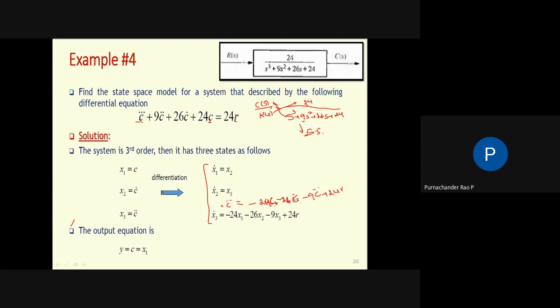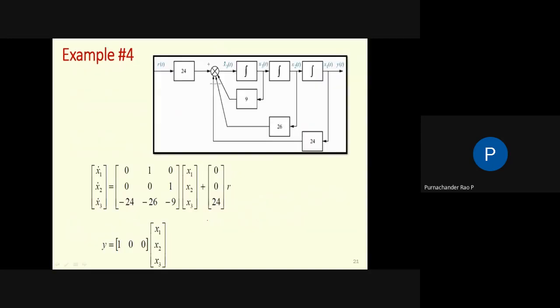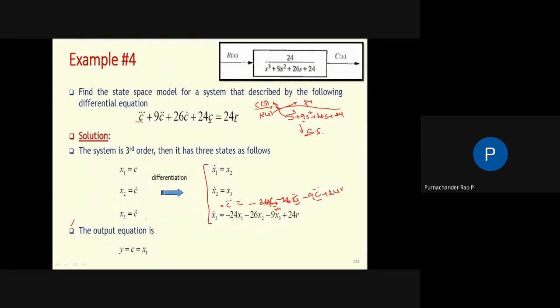And therefore here C can be represented as x1. So this is x1, x2 and x3. This is R. And therefore this x3 dash will be equal to minus 24 into x1. Okay, and therefore again the output y is equal to C, which is equal to x1, and so your model will be represented as x1 dash.